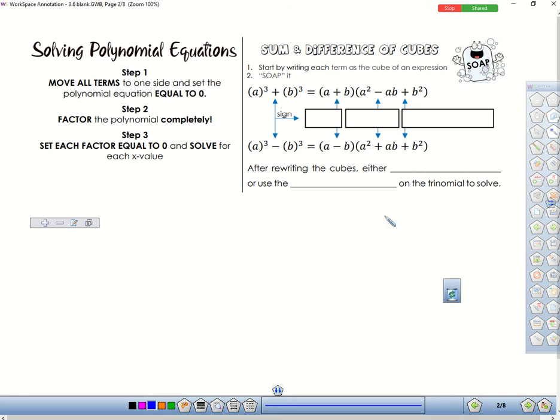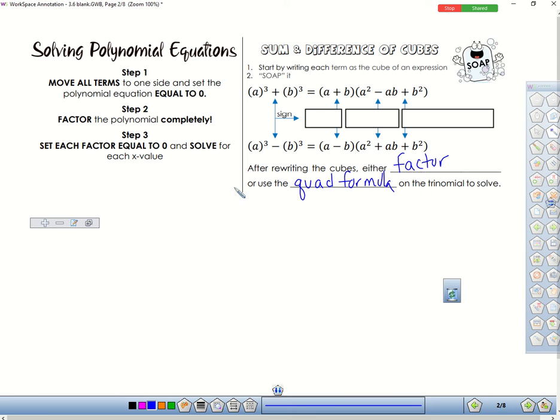So after rewriting the cubes, either factor or use the quadratic formula. Thank you for that. I could see it on my screen, but not for you guys. So the fill-ins are factor or use the quadratic formula.